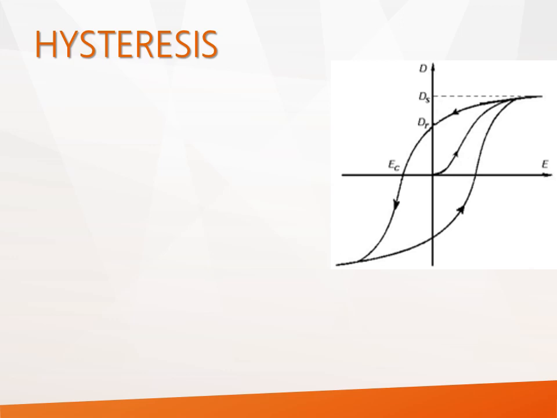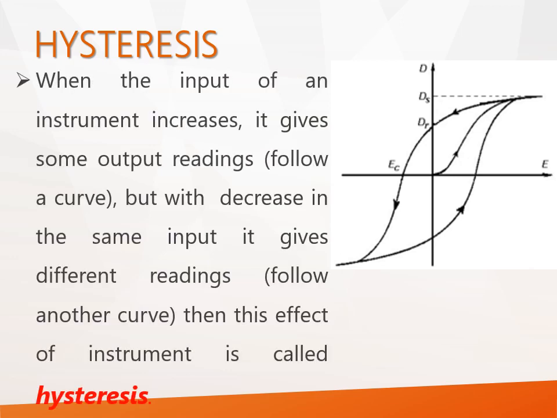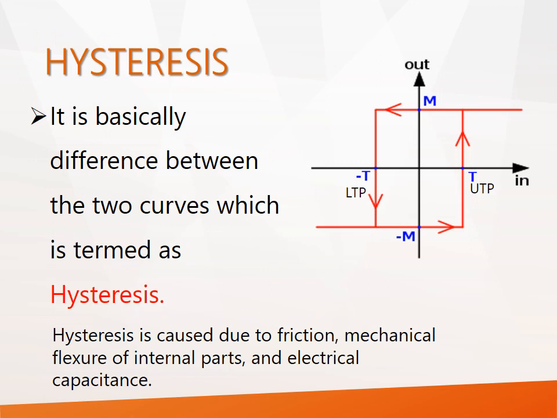Next term is hysteresis. When the input of an instrument increases, it gives some output reading. That is, it is following some curve, from the variation of input to the output. But with a decrease in the same input, it gives a different reading, as shown in the figure. Then this effect of the instrument is called hysteresis. So basically hysteresis is the difference between the two curves. This hysteresis is caused due to friction, mechanical flexure of internal parts and electrical capacitance.